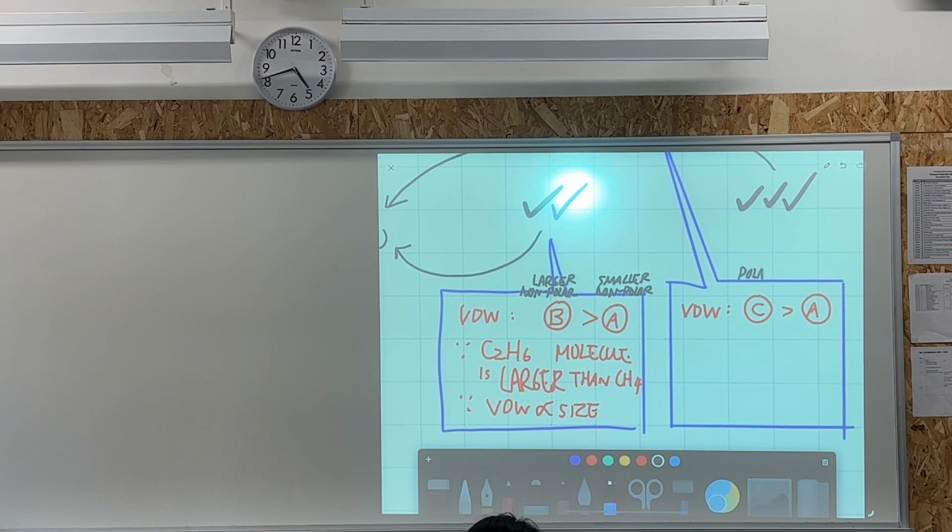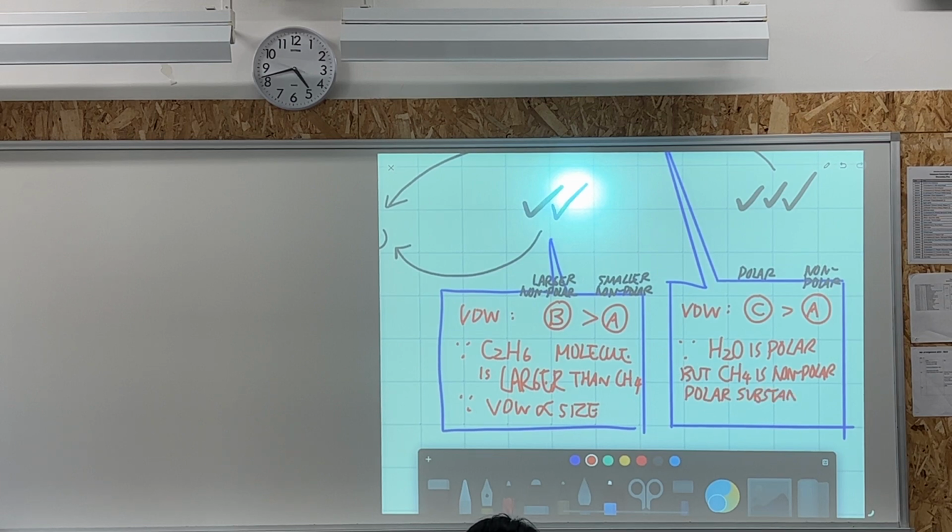C is a polar molecule and A is a non-polar molecule. Remember which one has stronger van der Waals force? Polar. So therefore you can say now, because H2O is polar, but CH4 is non-polar, polar substances have stronger van der Waals force.